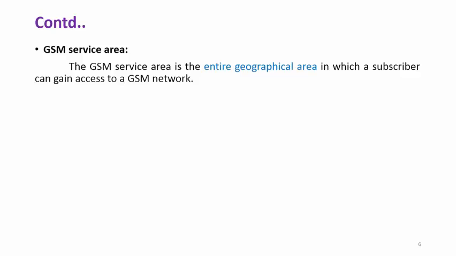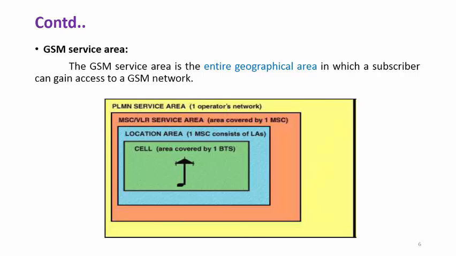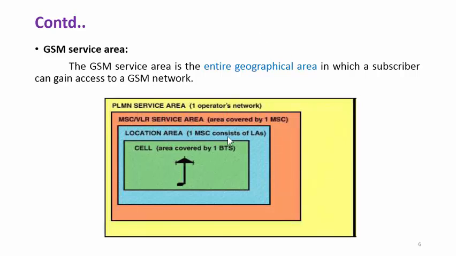And then finally the GSM service area, which includes all the points that we discussed: cell, location area, and MSC area. So here the GSM service area is the entire geographical area in which the subscriber can gain access to the GSM network. Here we can see the green color box indicates the cells covered in a location area, and that one MSC consists of one location area.